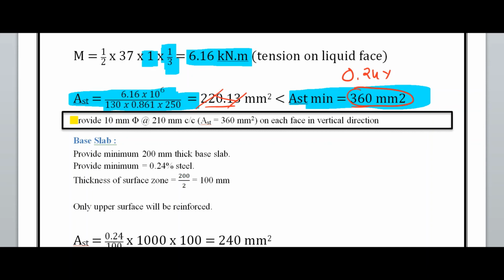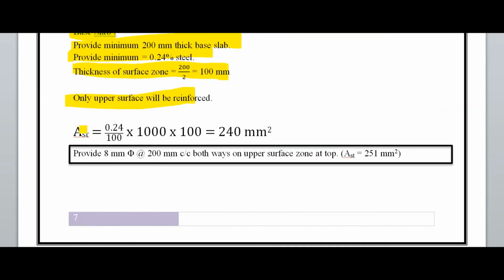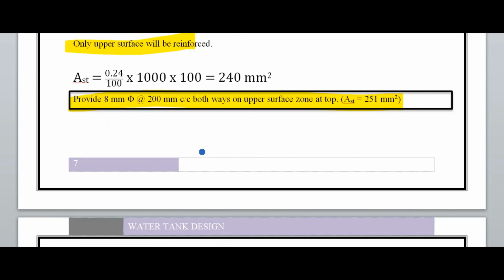So provide 10 mm diameter at 10 mm center to center. Same for the base slab, provide minimum 200 mm, 0.24%. So provide 8 mm dia at 200 mm center to center on both faces. The provided minimum thickness of 200 mm is fixed, right? So our design is completed.